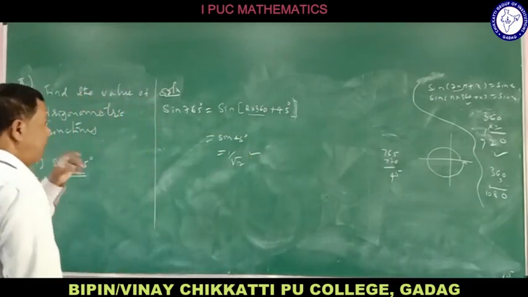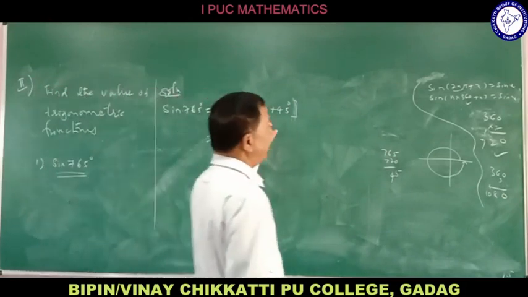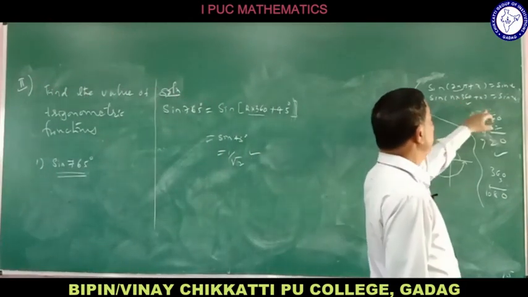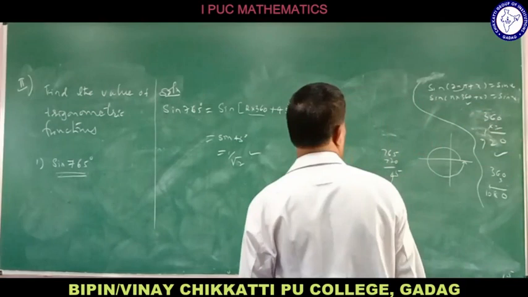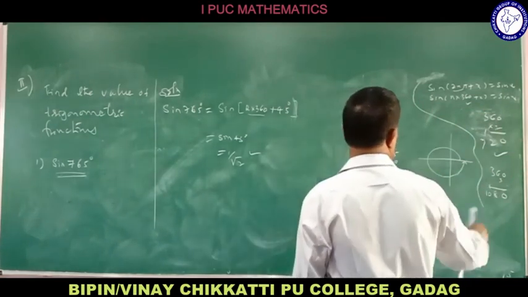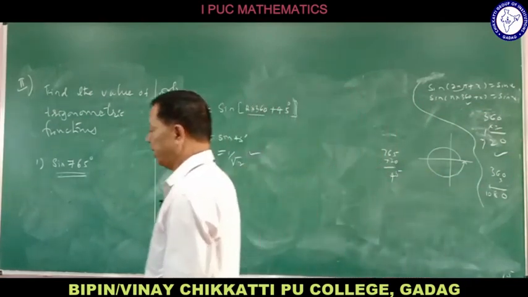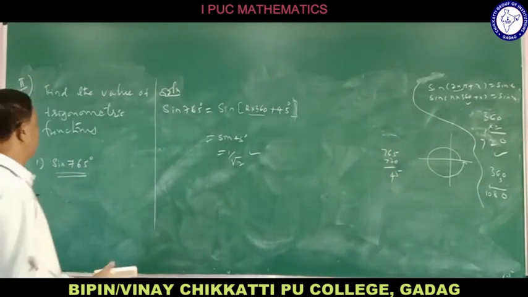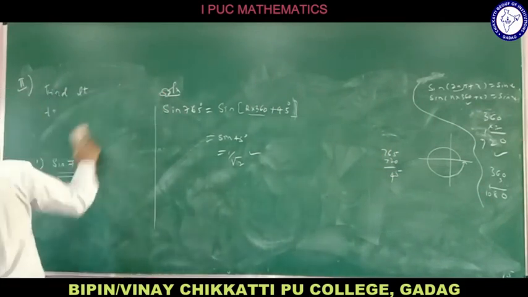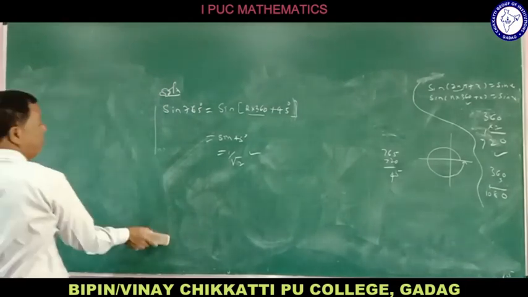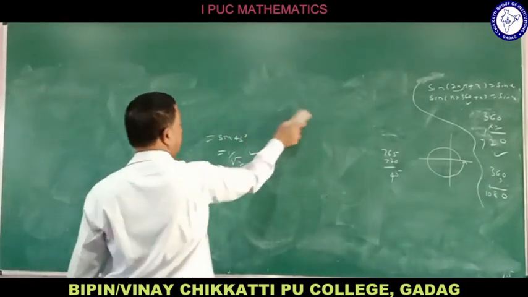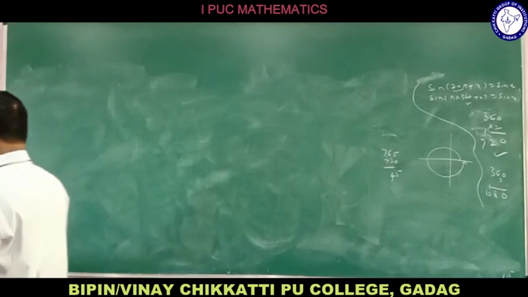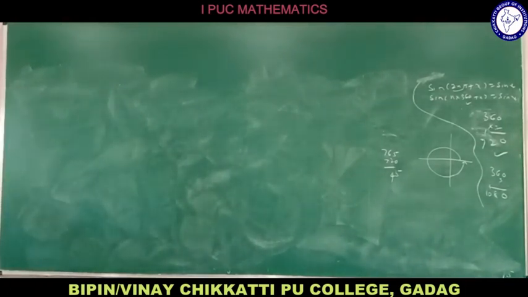Now for the formula I am using, sin(n into 360 plus x) is equal to sin x. And this multiplication also is necessary for you to understand, that I am using for all the problems here. Similarly, you will find 4 or 5 problems based on this.